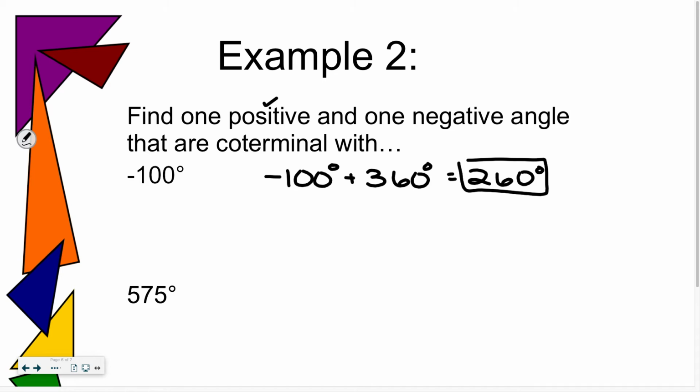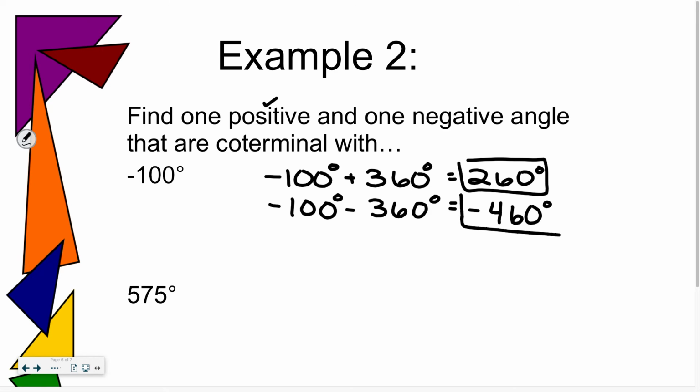Since this is already negative, to get my negative coterminal angle, I'll just go back to this original one, negative 100, and subtract a full revolution. Negative 100 minus 360. That's what? Negative 460. Also the same angle as negative 100. And truly there's infinitely many answers. Like Ryan could say, I'm going to do negative 100 minus 360 minus 360 minus 720, and he would give us negative 820. That's also a coterminal angle.